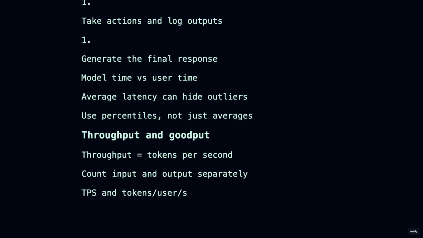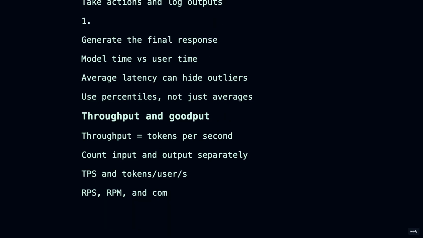Tokens per second is the common unit, and tokens per second per user helps you see how performance changes as load increases. That makes it easier to understand scaling behavior. You can also measure how many requests finish in a time window. For long-running model calls, requests per minute is often more practical than requests per second, especially when concurrency and throttling matter.